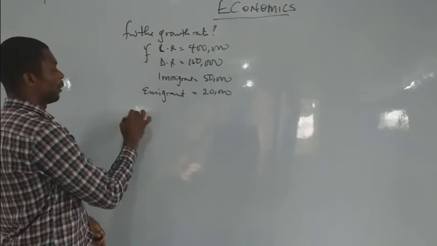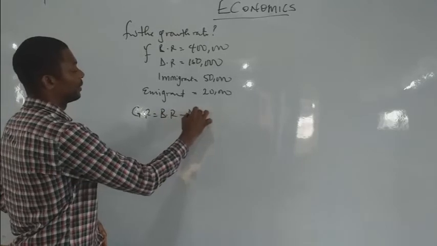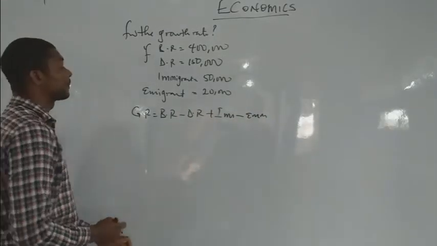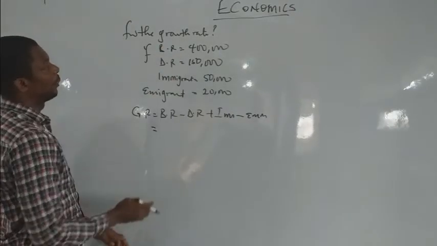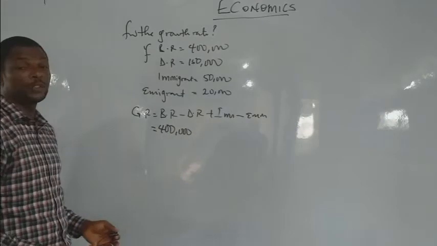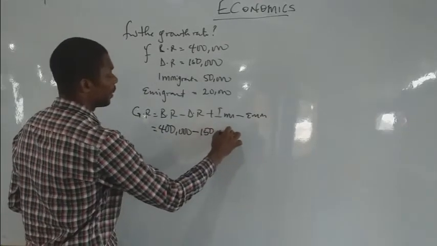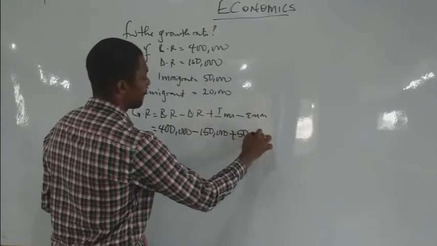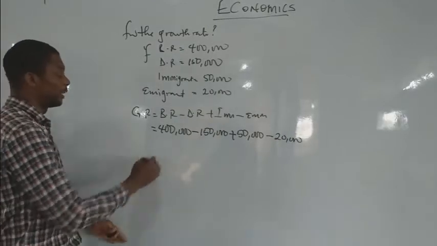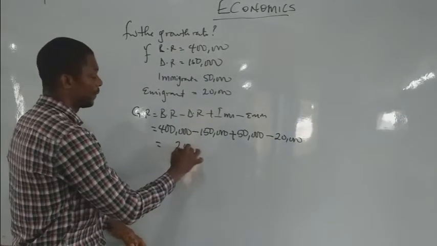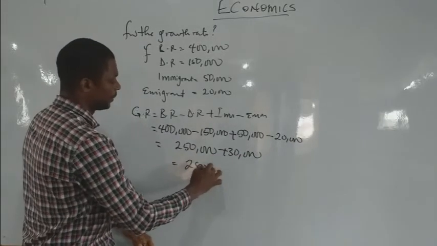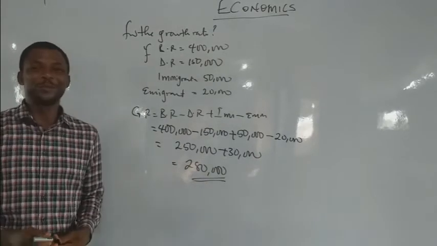Very simple, apply the formula. Your growth rate is birth rate minus death rate plus immigrants minus emigrants. Now in this case, your growth rate is what? We're given the birth rate, 400,000, minus the death. Of course, whenever there's a death, there's always subtraction. That's minus 150,000, plus those coming in, which is 50,000, minus those going out, which is 20,000. So when you do common addition, 400 minus 150 will give us 250,000, and 50 minus 20 will give us 30,000. The sum of what you have there is 280,000. Cool. Very simple. And let's take another question.